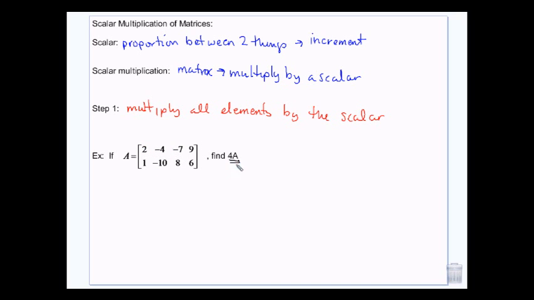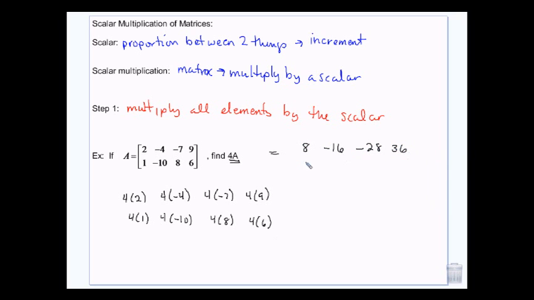I take everything in A. If I want to find 4A, I'm going to multiply by 4. So it's going to be 4 times 2 and 4 times -4 and 4 times -7 and 4 times 9, 4 times 1, 4 times -10, 4 times 8, and 4 times 6. So 4A is going to be 8, -16, -28, 36, 4, -40, 32, and 24.